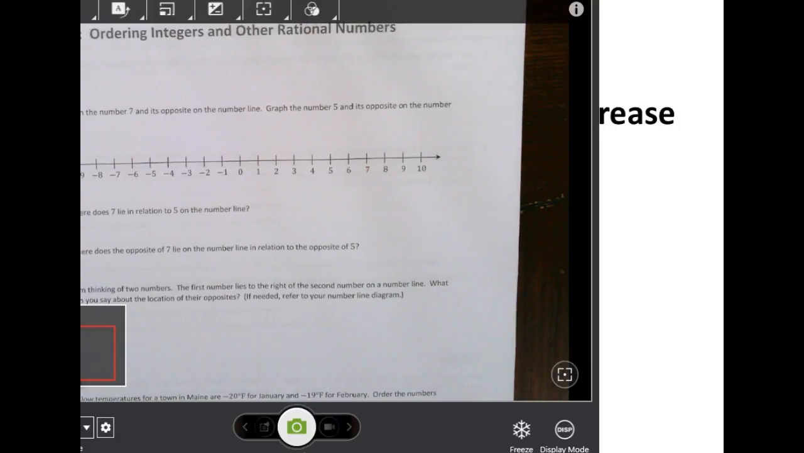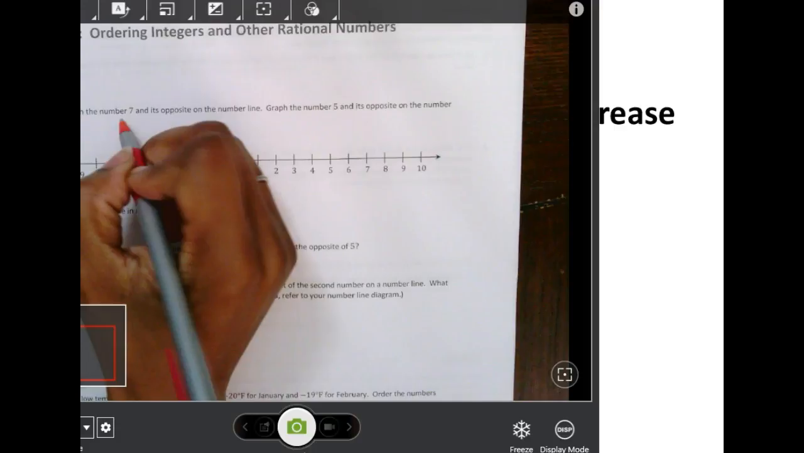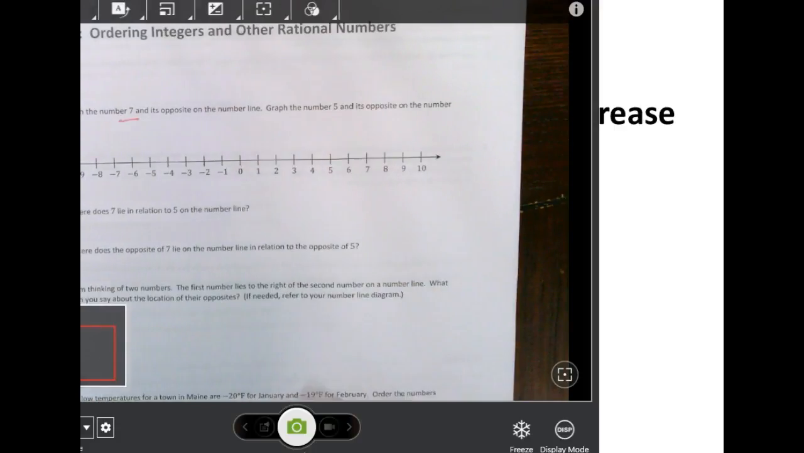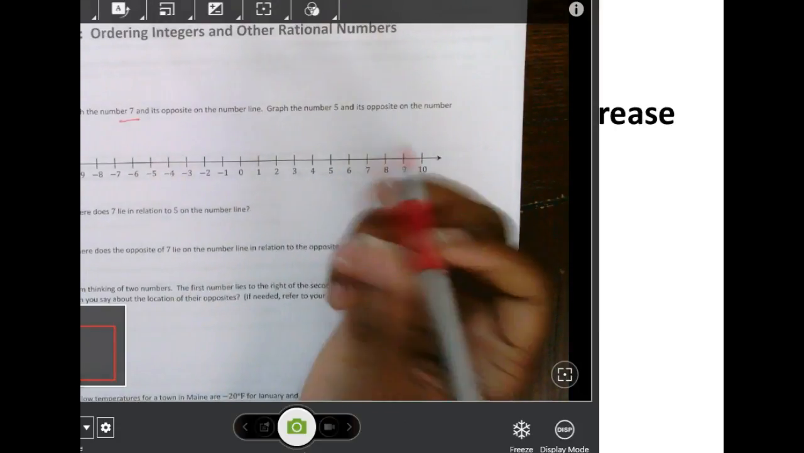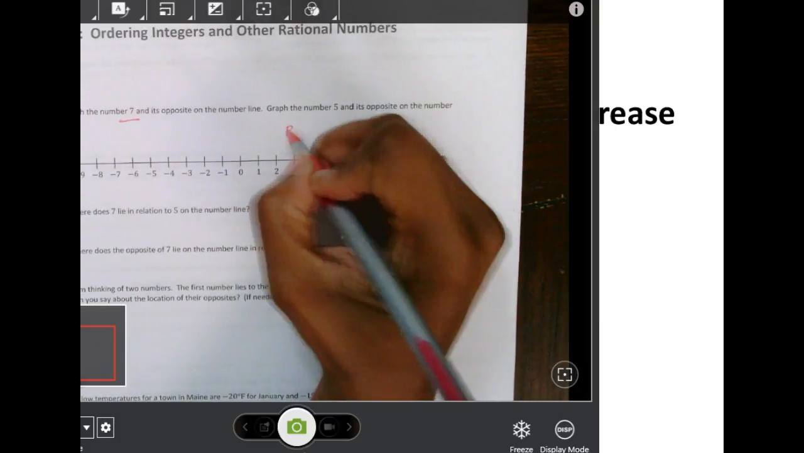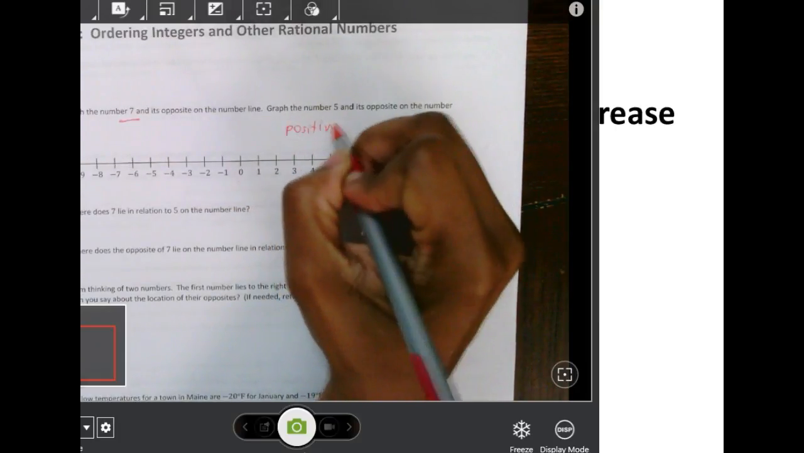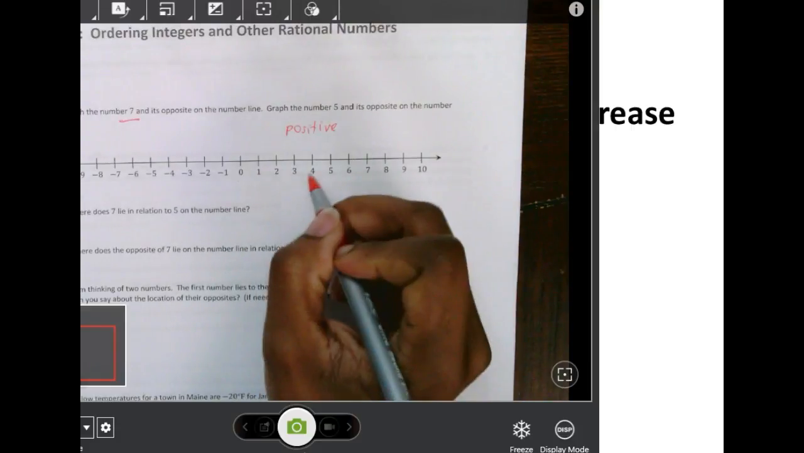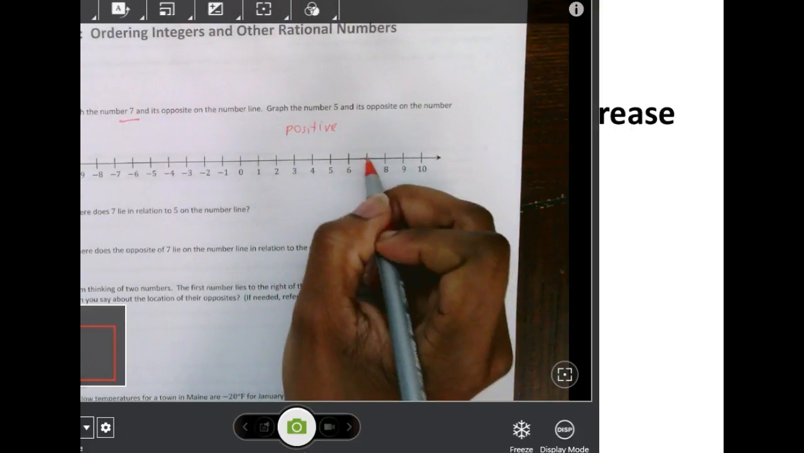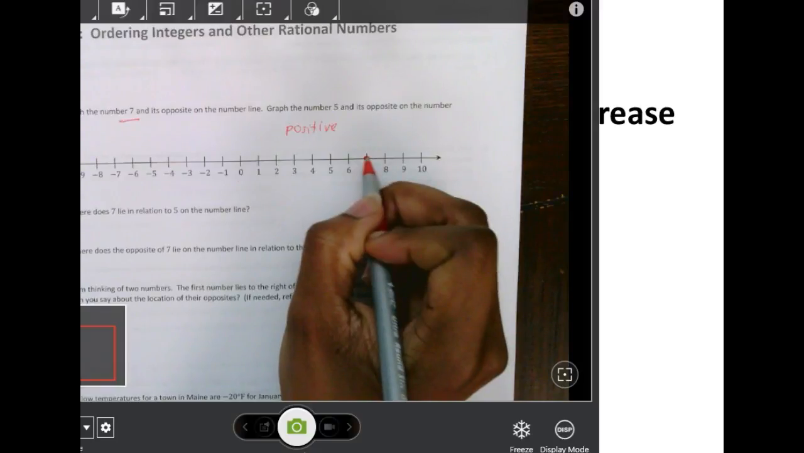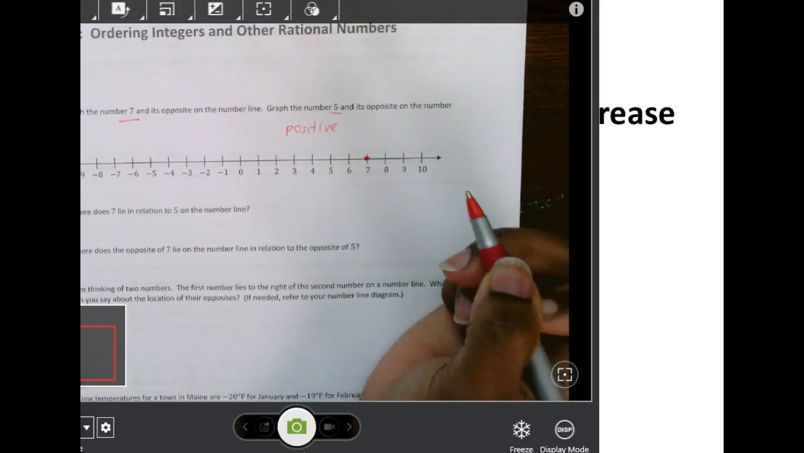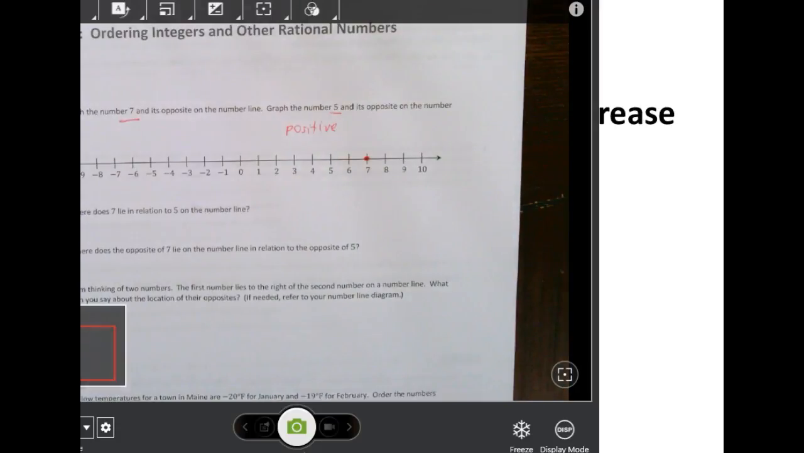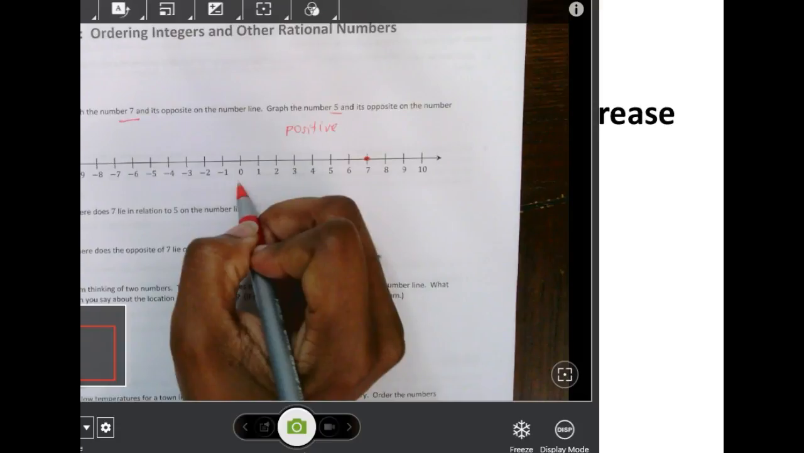So let's begin with first graphing the number 7. I'm going to underline number 7, and then I'm going to start at 0 to locate my number 7. I know that number 7 is positive, so I'm going to have to move to the right until I find number 7. Next it says, graph the number 5 and its opposite on the number line. So I'm going to start at 0, and then I'm going to find 5.